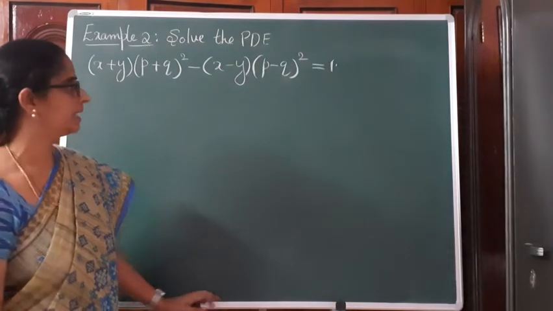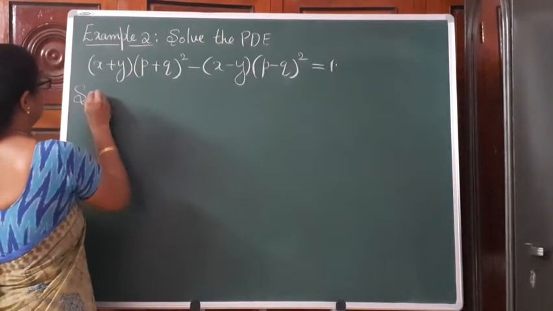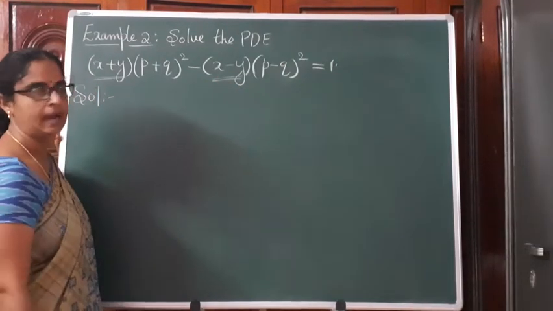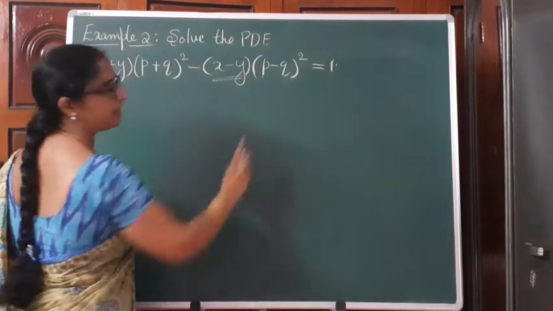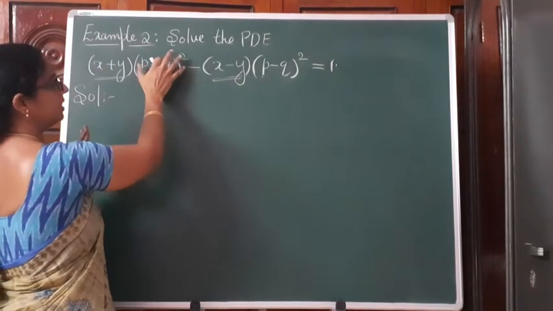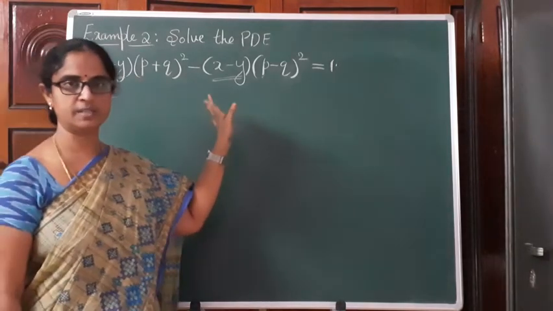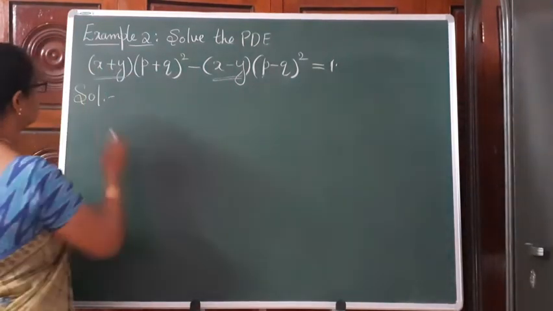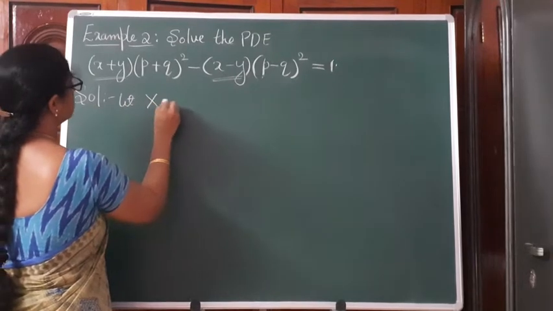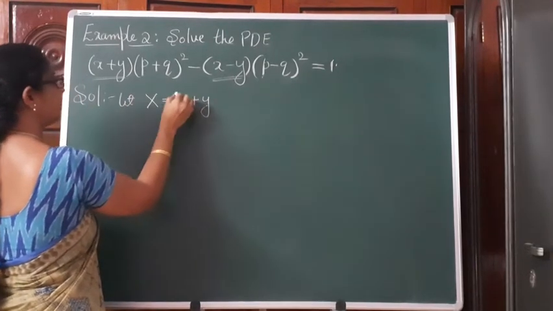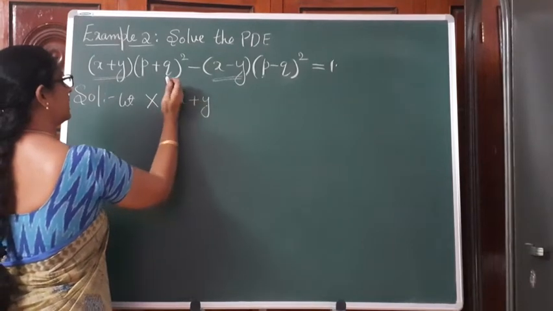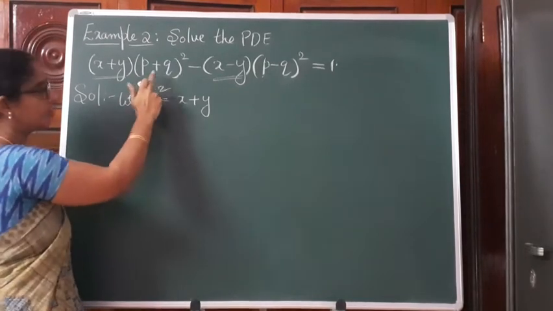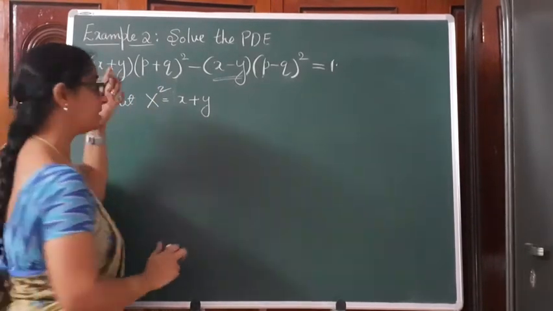Yes, we can take x plus y as capital X and x minus y as capital Y, and derive what is p plus q and what is p minus q. And so we substitute all these values in this equation and let us check whether it reduces to standard form 1 or the equations which can be further reduced to standard form 1. So what substitution do we take here? Let capital X be equal to x plus y. Instead of x plus y, we take x square, because we have p plus q whole square here, so x square may help us instead of x.